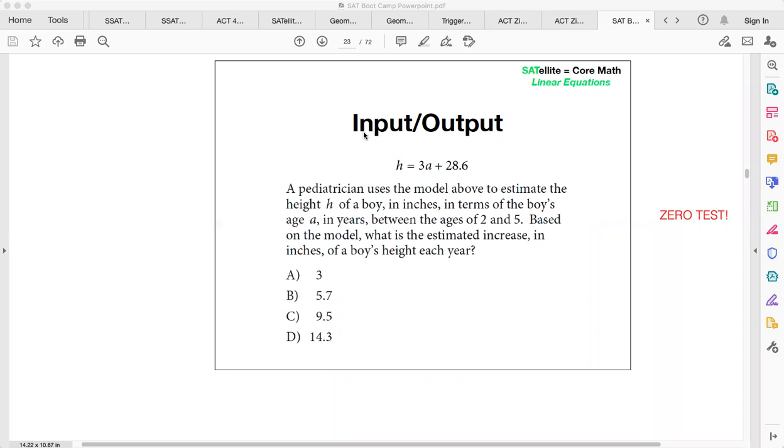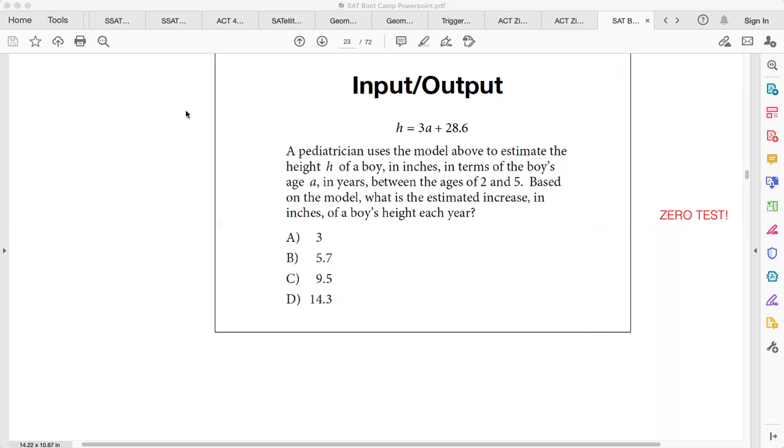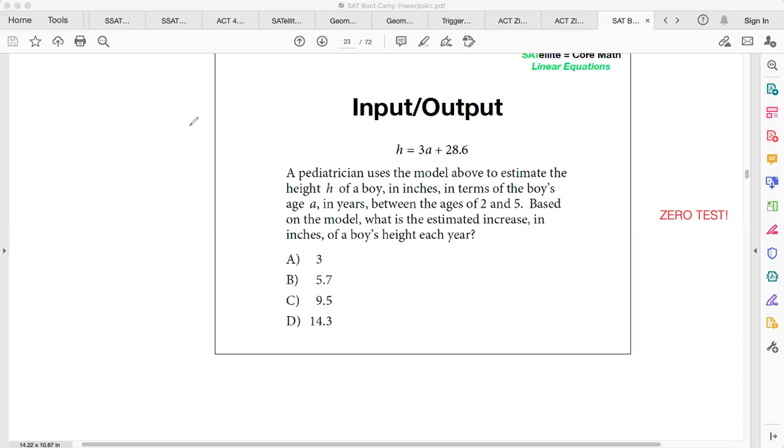Let's get started on what I call an input-output question. A pediatrician uses the model above to estimate the height h of a boy in inches in terms of the boy's age, a, in years, between the ages of 2 and 5. Based on the model, what is the estimated increase in inches of the boy's height each year?